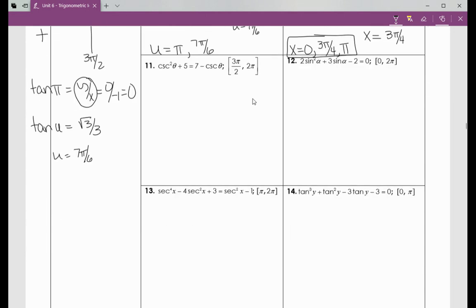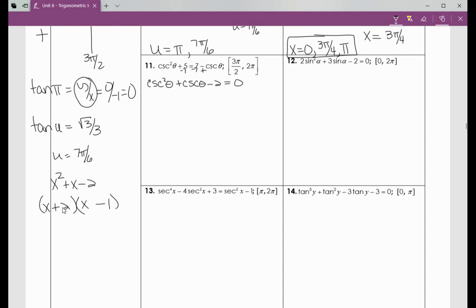For number 11, I do have a quadratic, so I am actually going to rewrite this problem. So I've got cosecant squared theta. I'm going to add cosecant squared to both sides. I'm going to subtract 7, and that gives me negative 2 equals 0. So basically what I'm factoring is x squared plus x minus 2. When I factor that, I get x plus 2 and x minus 1.